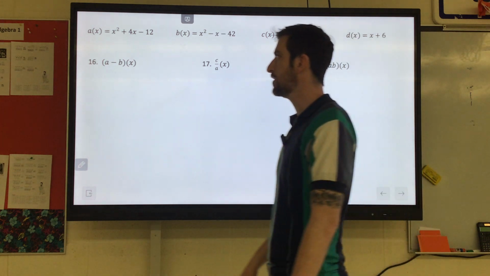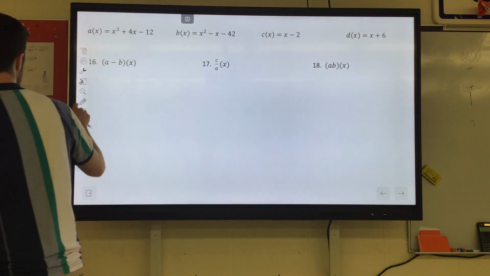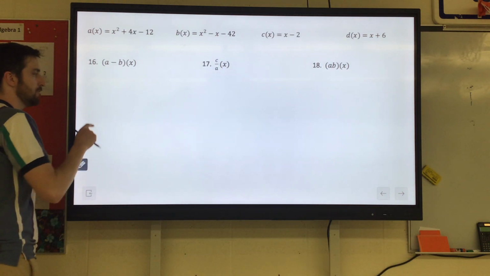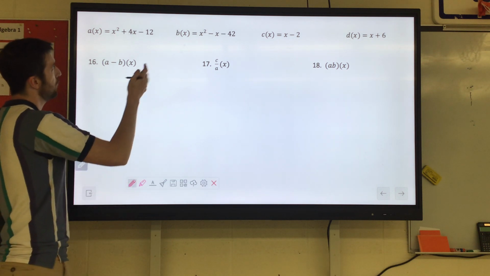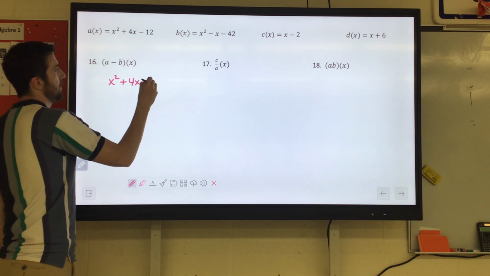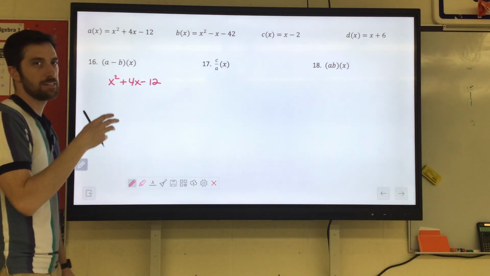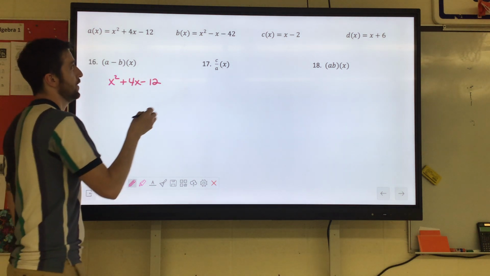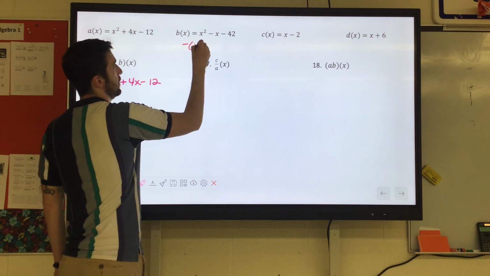Oh, but on 16 we're going to do a minus b, a little bit trickier, not too much. So a we'll write first, x squared plus 4x minus 12. But when we're subtracting a polynomial, we're doing minus all this stuff.